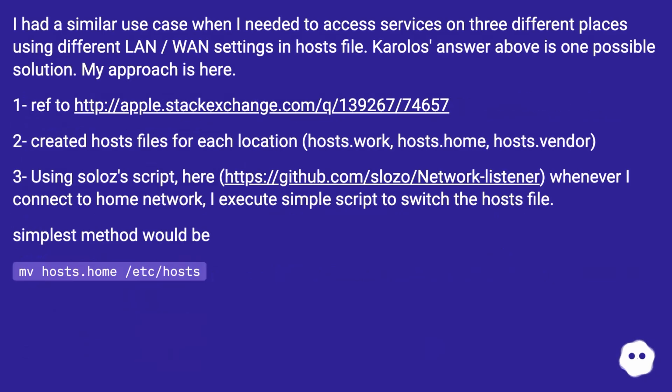I had a similar use case when I needed to access services in 3 different places using different LAN settings in the hosts file. Carollo's answer above is one possible solution. My approach is here. 1. Refer to this URL. 2. Created hosts files for each location: hosts.work, hosts.home, hosts.vendor. 3. Using Sola's script, at this URL, whenever I connect to the home network, I execute a simple script to switch the hosts file. Simplest method would be to mv hosts.home /etc/hosts.